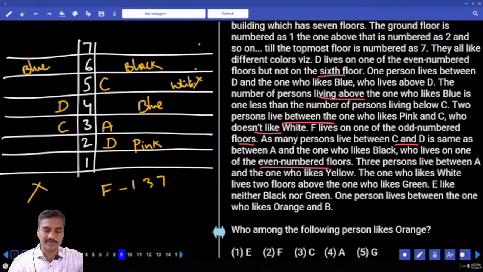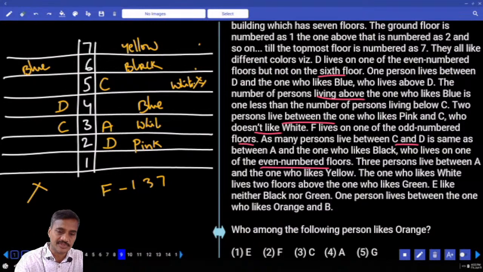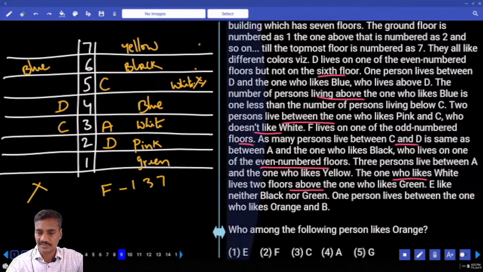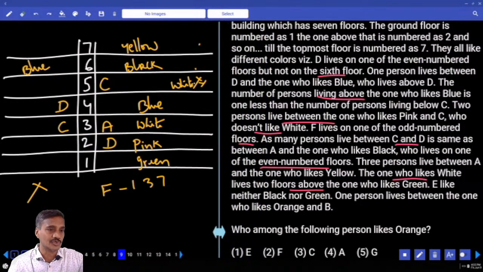And 3 persons between A and the one who likes yellow, and the one who likes yellow must be on the 7th floor. And the one who likes white lives 2 floors above the one who likes green. White cannot be here, hence white is here. This white is 2 floors above the one who likes green. Green must be on the bottom floor, on the 1st floor. Then the one white lives 2 floors above. 2 floors above means between these two only 1 floor.